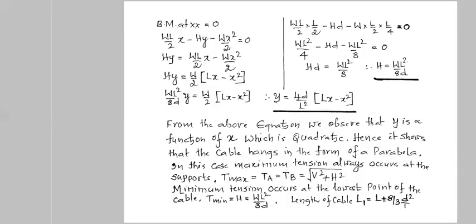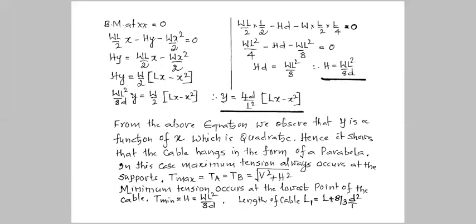Now, bending moment at XX is equal to 0. That is given by WL by 2 into X minus H into Y minus WX squared by 2, that is equal to 0. Well, here HY is equal to WL by 2 into X minus WX squared by 2. HY is equal to W by 2 into LX minus X squared.